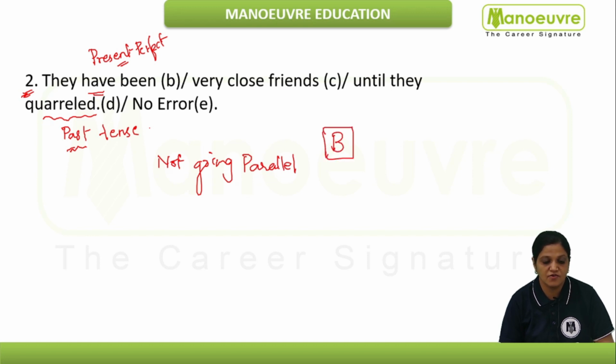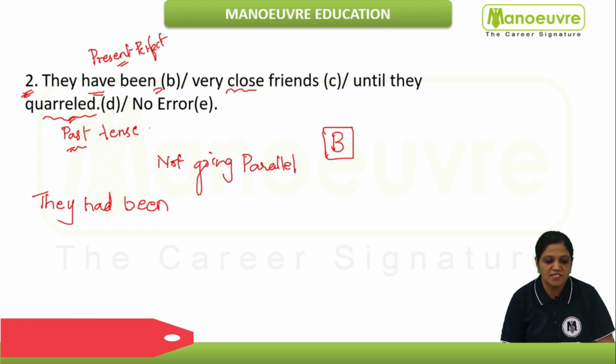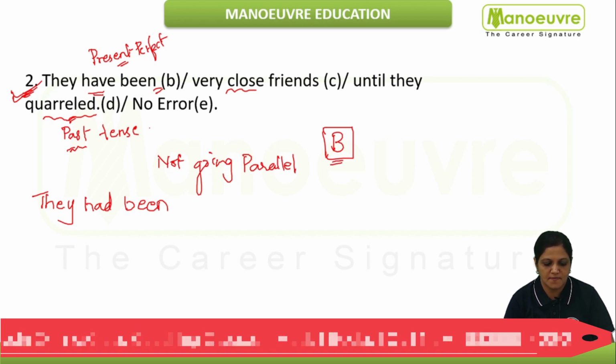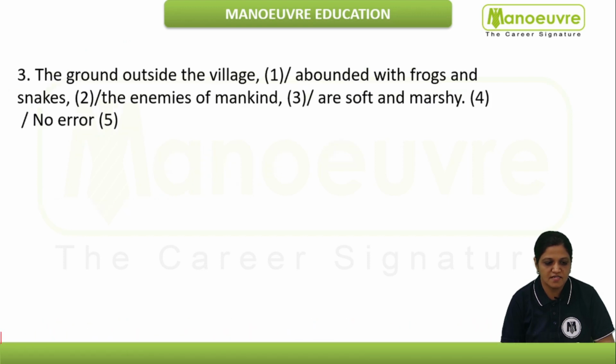Now we will just take a look at what the error is. The words they have been should be replaced by they had been, because the sentence demands a past tense. If we logically understand the meaning of the sentence, it is saying until they quarreled, means after they quarreled, now they are no more close friends. So hence we'll show it in past tense, that they had been close friends. And logically as well as grammatically, if we see the sentence, the error is in the first part of the sentence, that is be. Going to our next question.